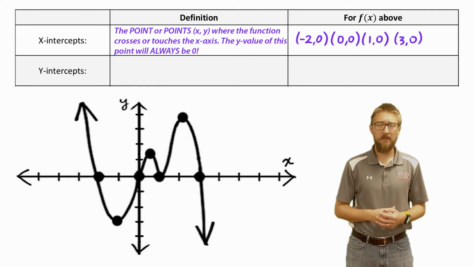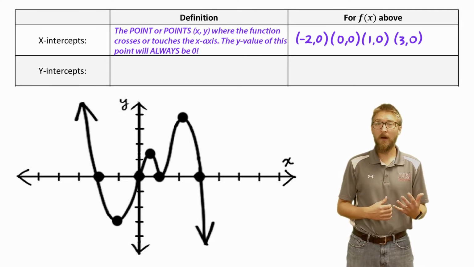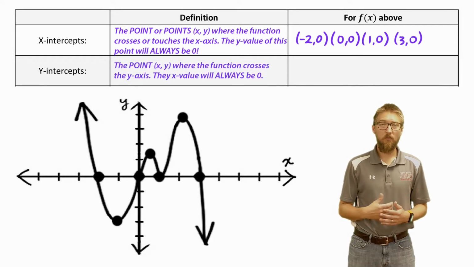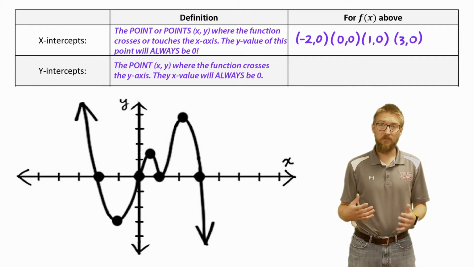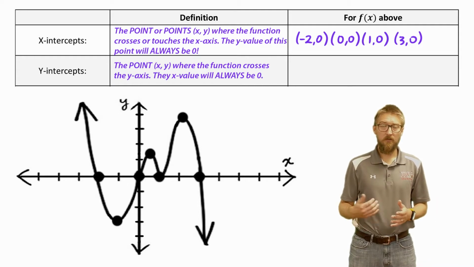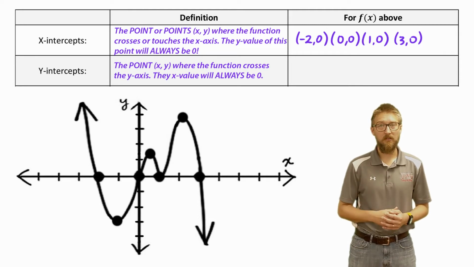They're very related. That vocab term is y-intercept. These are just the points. Again, a point is (x, y), where the function crosses the y-axis. Now, the x value for these particular points will always be 0. You're never moving left or right. You're just going to be going up and down. So (0, something) is how these will look.